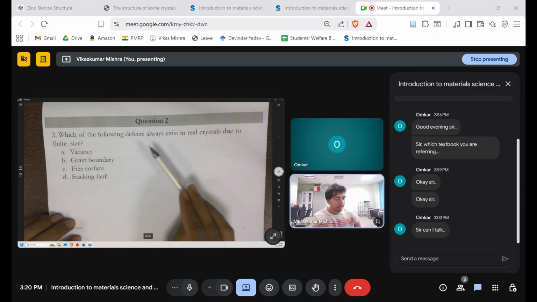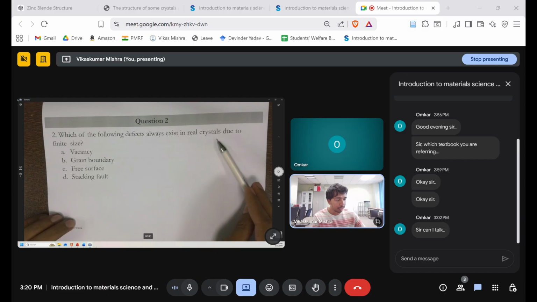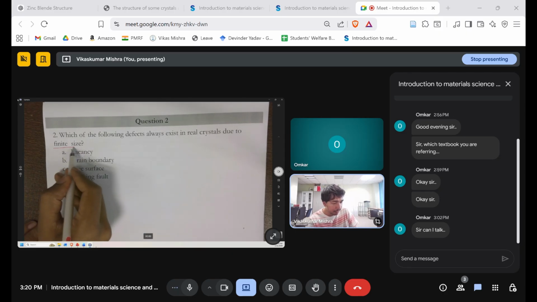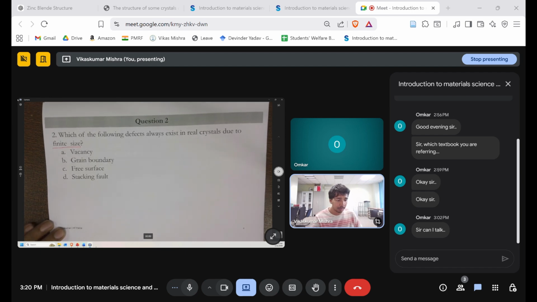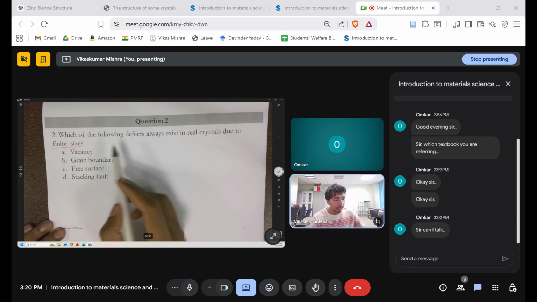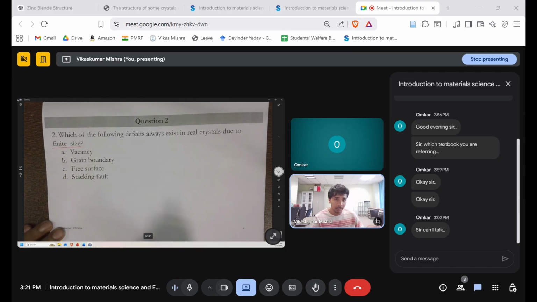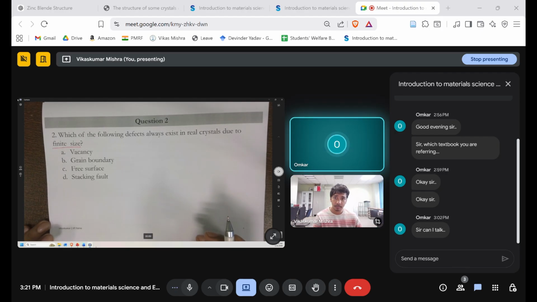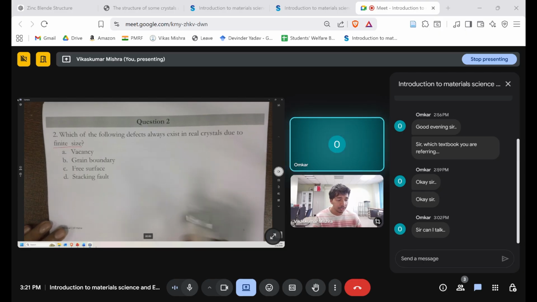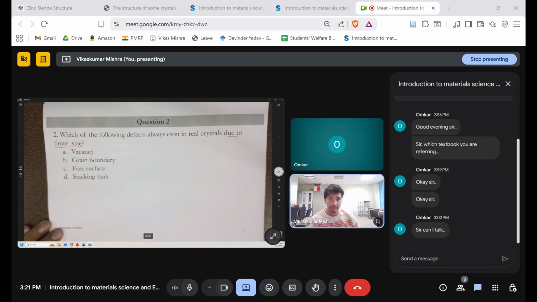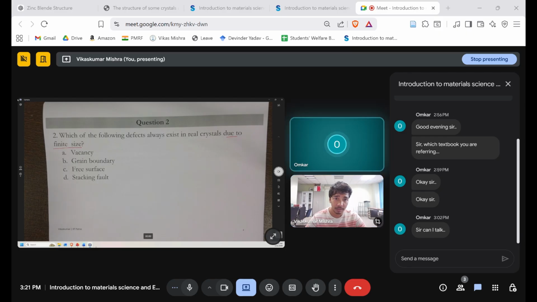Which of the following defects will always exist in a real crystal due to the finite size? The important thing is that finite size is given. We know that in all real crystals defects are there. But which defect will be there, and which is coming due to the finite size? That is the question here.